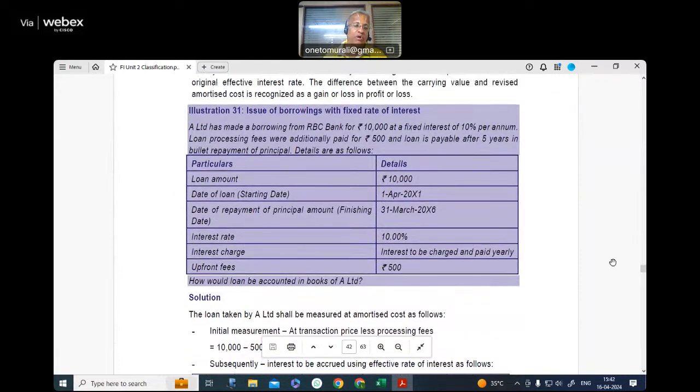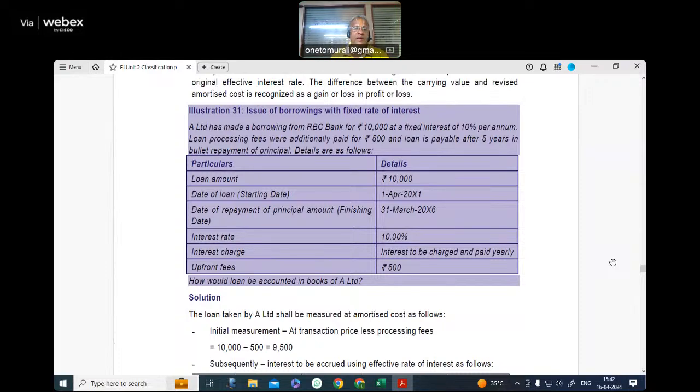Now let us just take up illustration number 31. So after doing this illustration, we will have a break. Let's take up illustration number 31: issue of borrowings with fixed rate of interest.